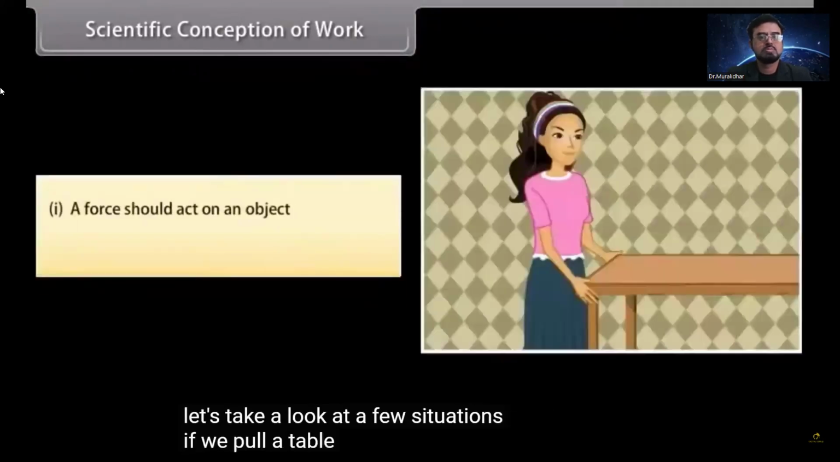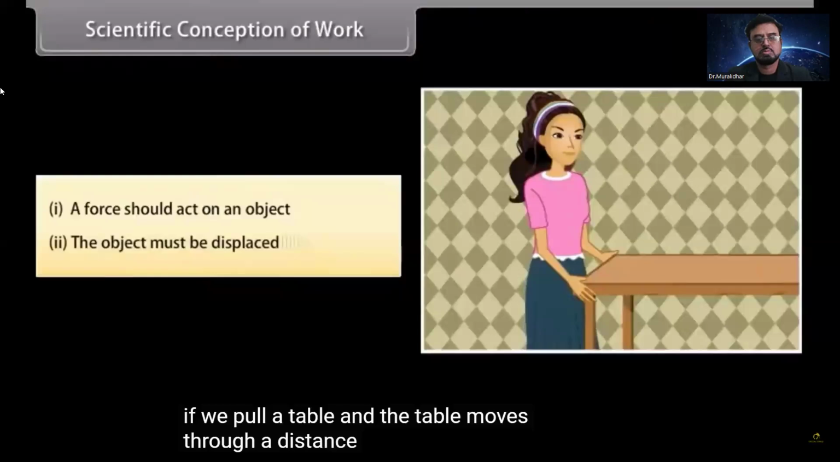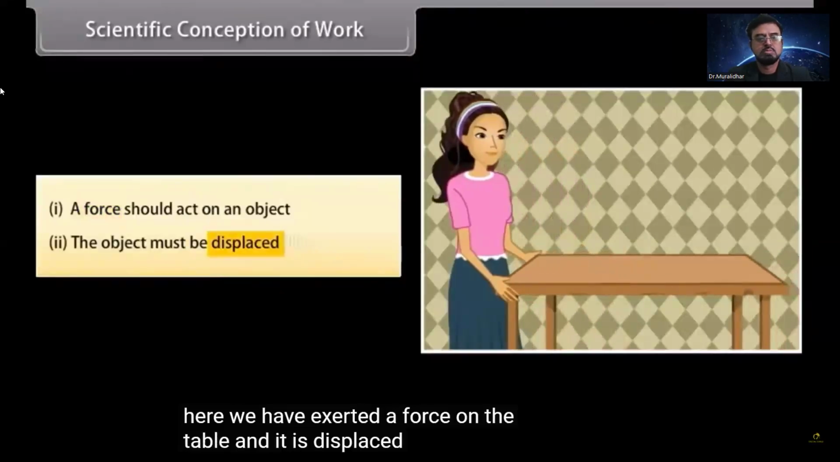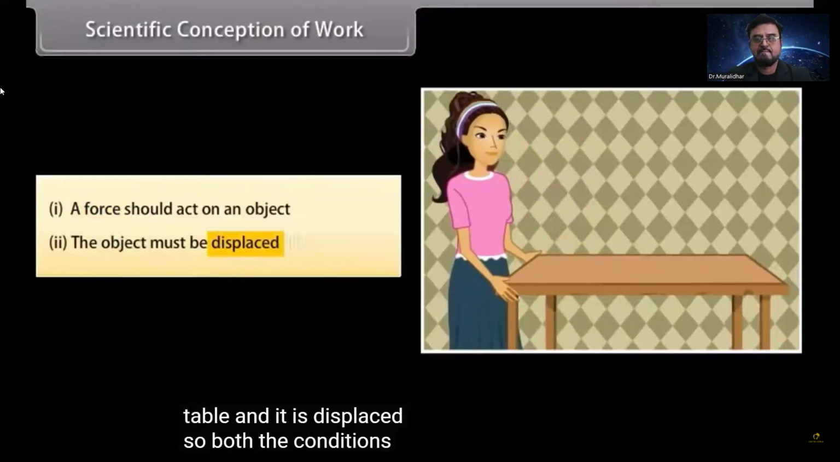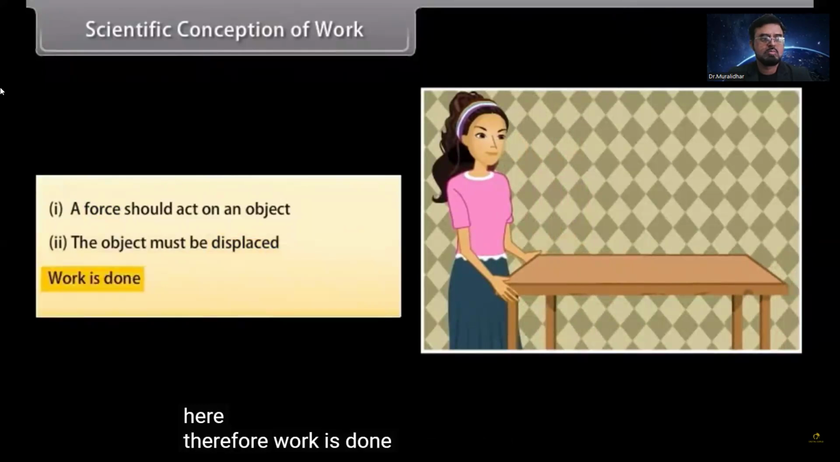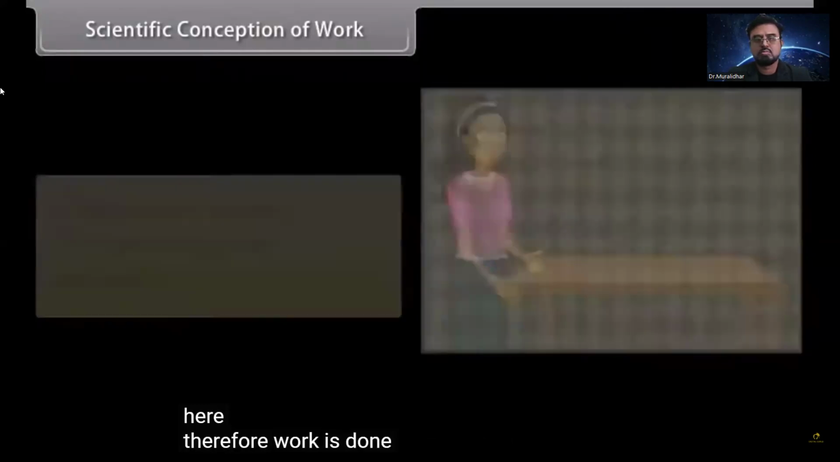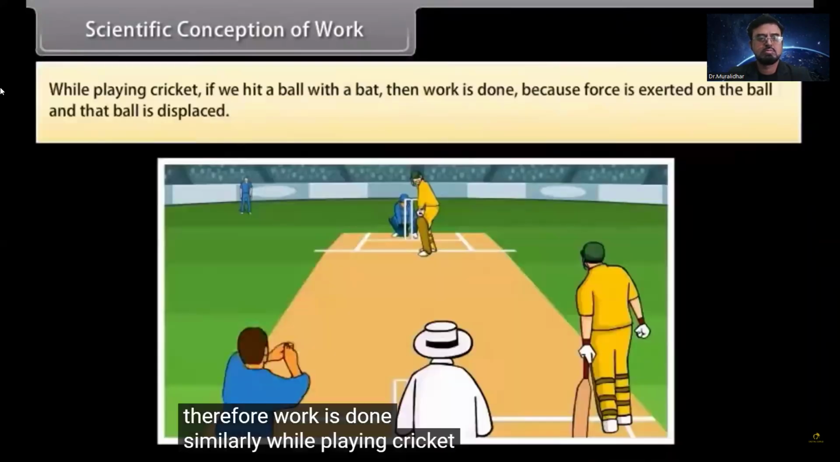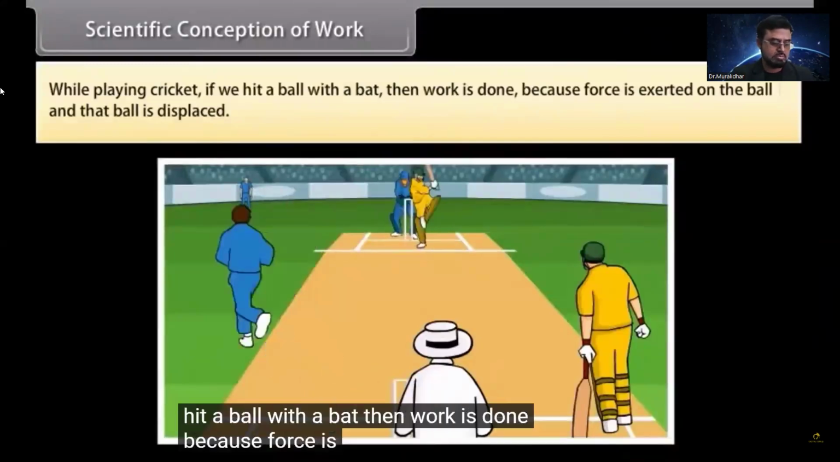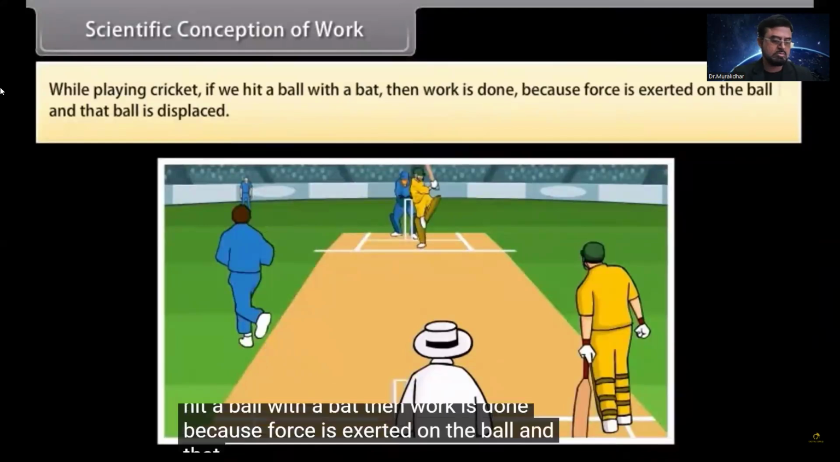Let's take a look at a few situations. If we pull a table and the table moves through a distance, here we have exerted a force on the table and it is displaced. So both the conditions are satisfied here. Therefore, work is done. Similarly, while playing cricket, if we hit a ball with a bat, then work is done because force is exerted on the ball and that ball is displaced.